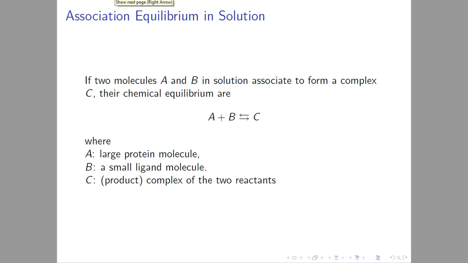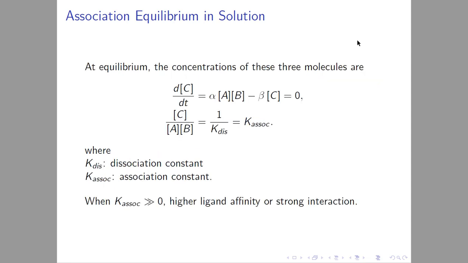So let me start. If we have two molecules A and B, or male or female, or protein or ligand, in a solution, they can associate to become C, the complex, with a certain constant. So we get this equation: A plus B becoming C, or C dissociating to become B and A again. Using this reaction, we can measure the concentration.